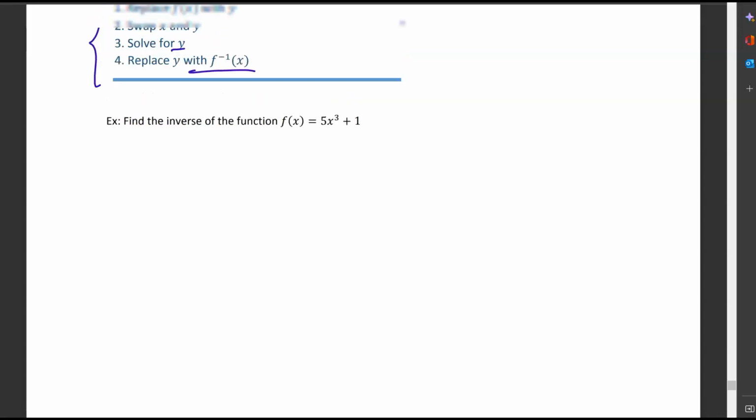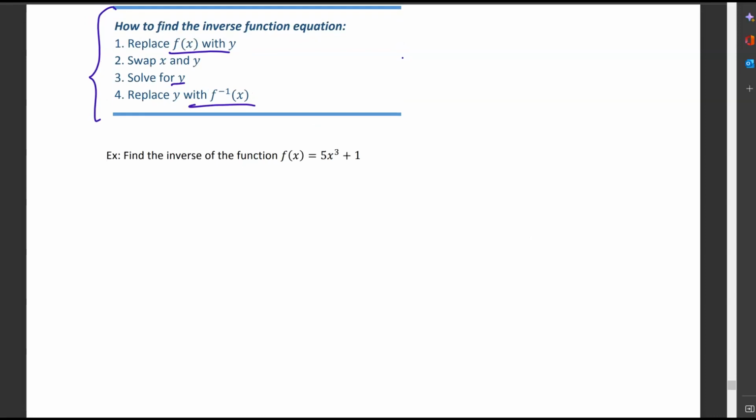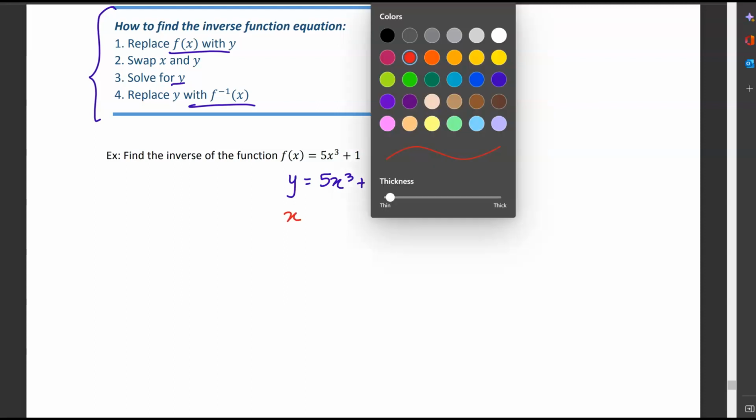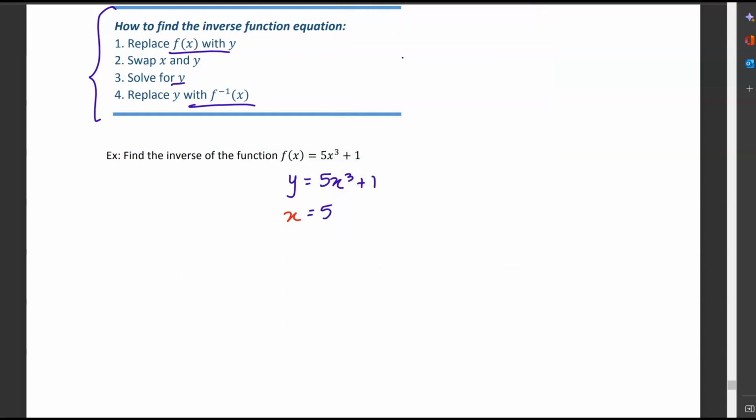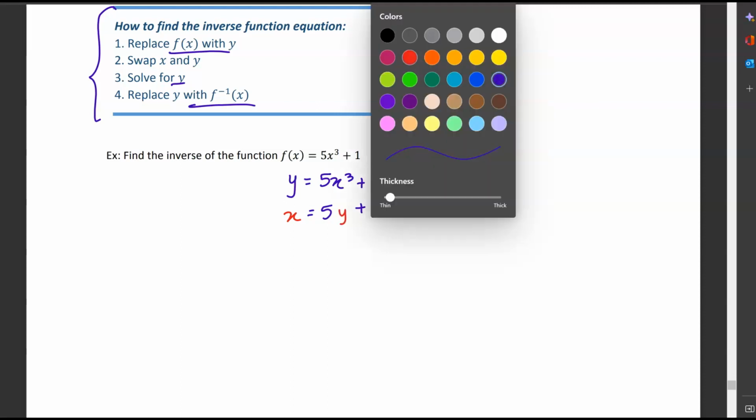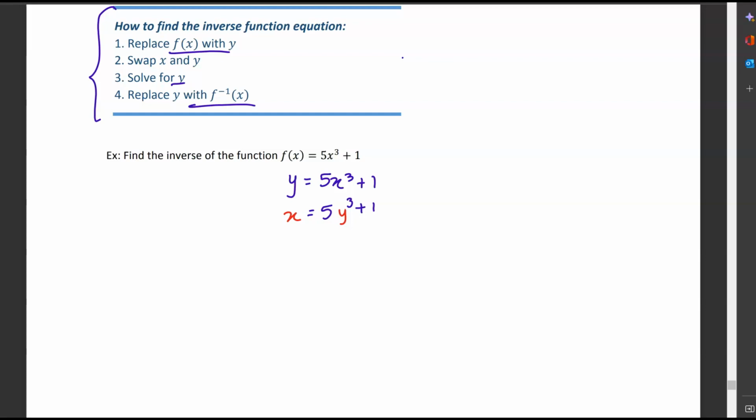The first thing we want to do is replace f of x with y, so we'll have y equals 5x cubed plus 1. Then we're going to swap our x's and our y's. So we're going to get x equals 5, and now I'm going to have y cubed here. I swapped my x and my y, and now we want to solve for y, so we want to basically isolate y.